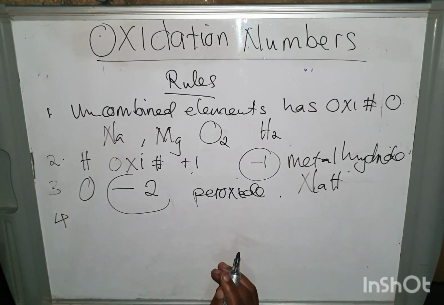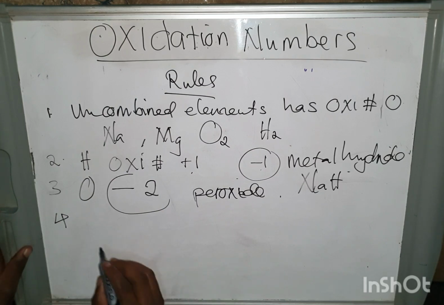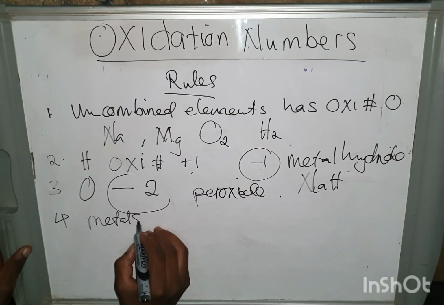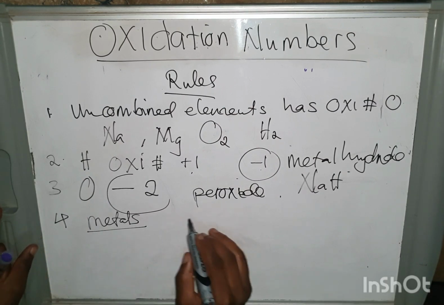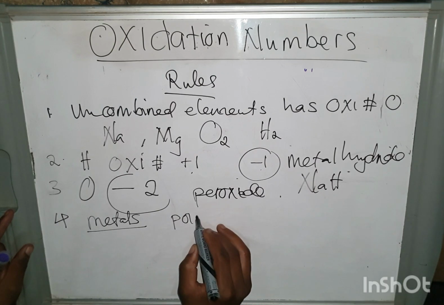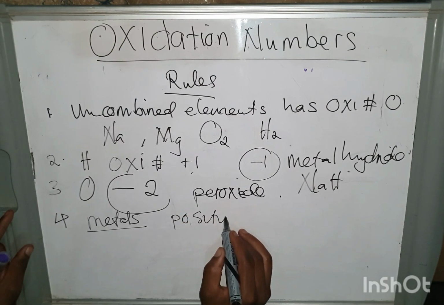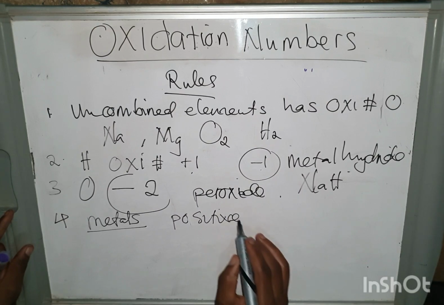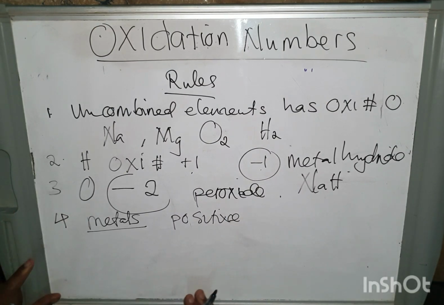Then rule number 4, you have to know about the metallic element. The metallic elements which are found in a compound always have a positive oxidation number. So in short, we're talking about metals. When metals form a compound with the other element, especially non-metals, their oxidation number is always positive. The sum of oxidation numbers for a compound is always equal to 0, except for polyatomic ions.